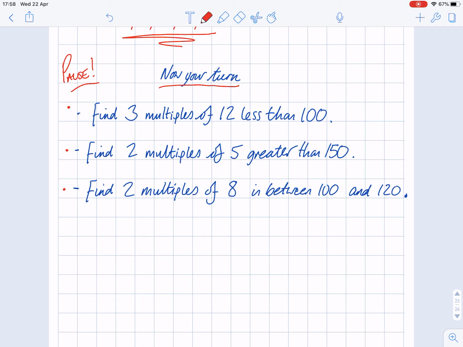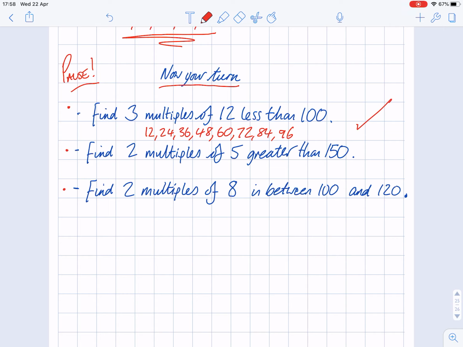All right, great. I've asked you to find 3 multiples of 12 which are less than 100. So think about your 12 times table. You could have chosen any of these numbers: 48, 60, 72, 84, 96. Any three of those numbers that I've written there give you the right answer, because they're all less than 100.